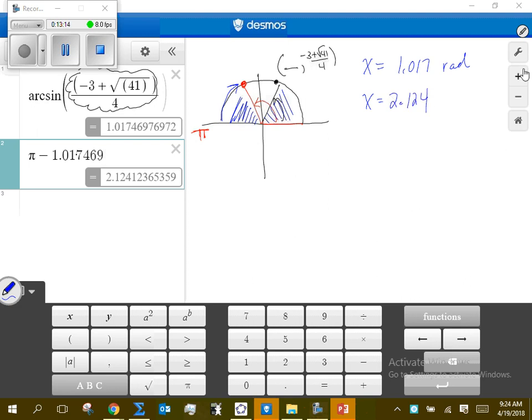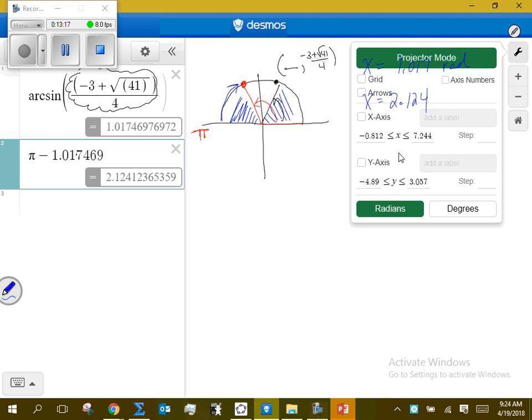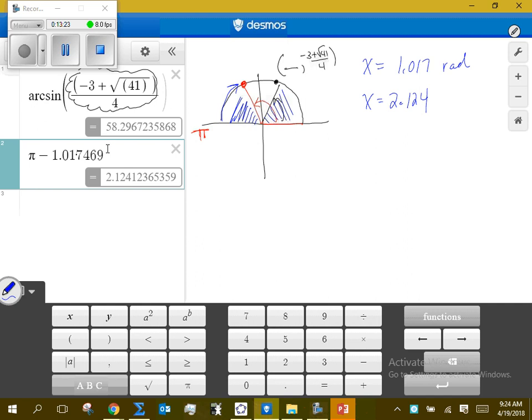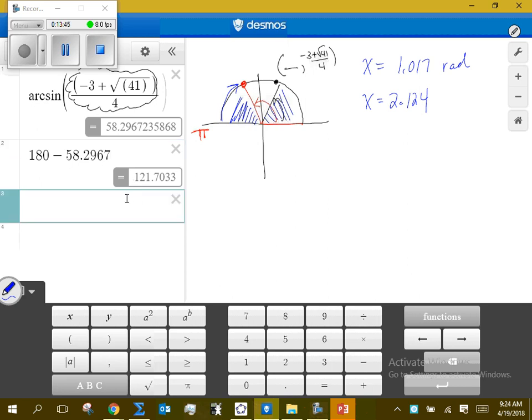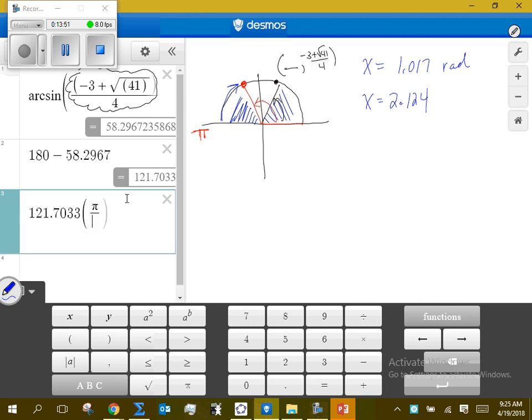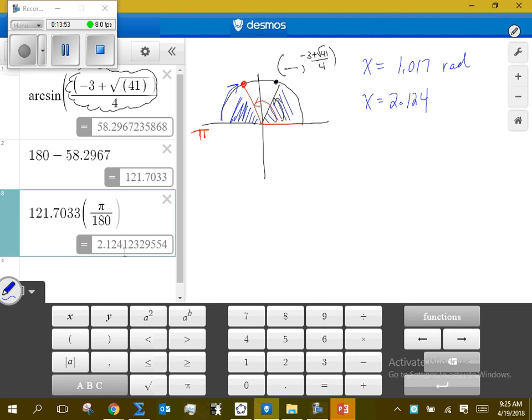If you're a person that says that confuses me, okay, feel free to do it in degrees. Okay, so if I do this in degrees, then this would be 180 minus 58.9, or 58.2967. It's 121 degrees. Okay, and just to prove that that is right, 121.7033. If I multiply that by pi divided by 180, does that give me my 2.124?